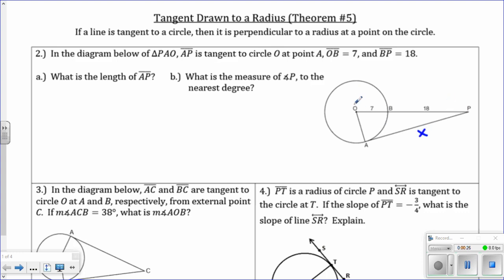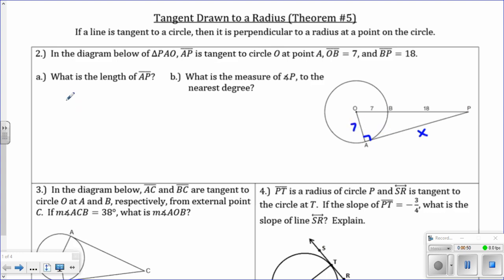Well, you guys can see that we have a triangle here. It's a special kind of triangle because using the theorem, the tangent line, AP, you can see is drawn to the radius. So we can put in that we have a right triangle. And right now it might look like we don't have enough information, but if you look at the radius OB, it's 7, and OA is also a radius within the same circle, so that has to be 7.